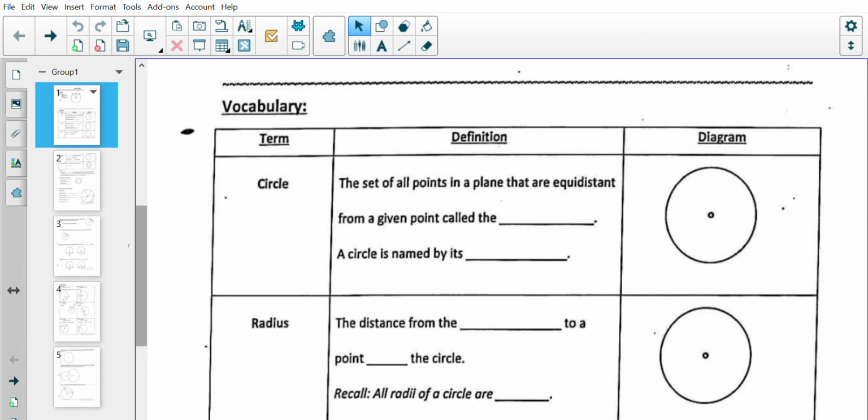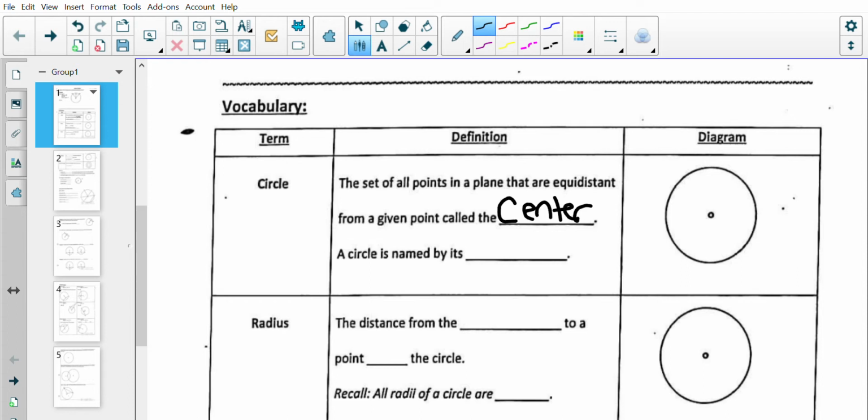So before we can actually do problems, we have to go over some vocabulary, which I'm sure you're pretty familiar with. Let's go over the definition of a circle. The circle is the set of all points in a plane that are equidistant from a given point called the center. A circle is named by its center. So for example, let's say we call this point O. This is the center of the circle. And the way we would shortcut this, well, this would be called circle O.